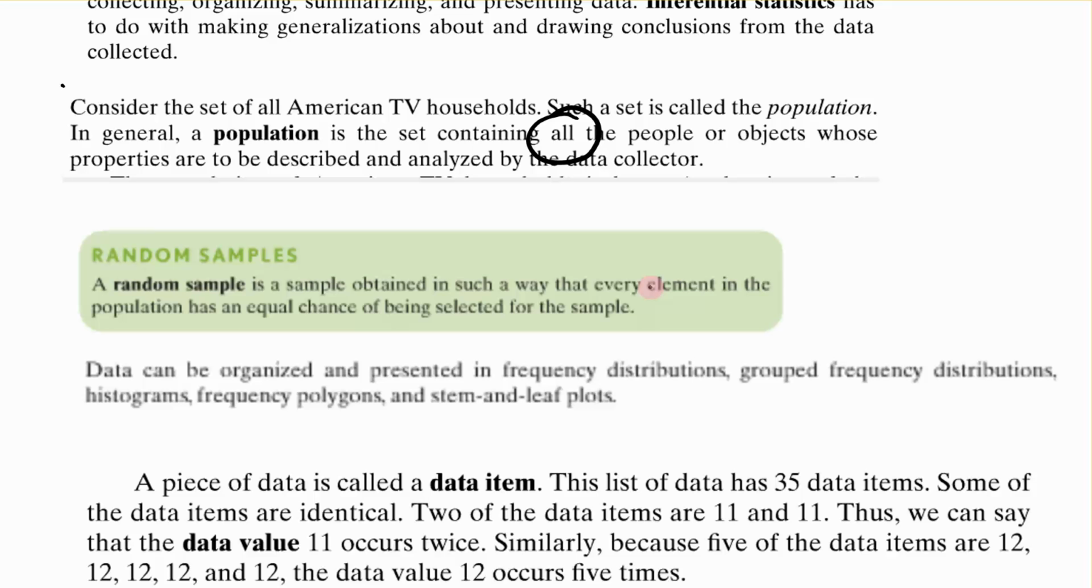So, like when advertisers want to know what people think of their products, they don't interview everyone in the United States. They pick what they call a representative random sample. All right, moving on, just trying to make sure we all have the vocabulary down. The data that we collect can be organized and presented in a variety of ways. Frequency distributions, grouped frequency distributions, things called histograms, frequency polygons, and something called stem and leaf plots. We're going to look at some of those.